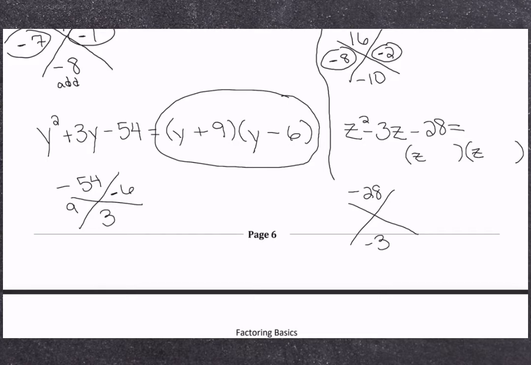So 28 is 7 and 4. But one of those needs to be negative. I'm trying to add to get negative 3. So let's make the 7 negative. If I multiply those, yes, I do get negative 28. When I add those, I get negative 3. So yeah, that works. And here it is completely factored.